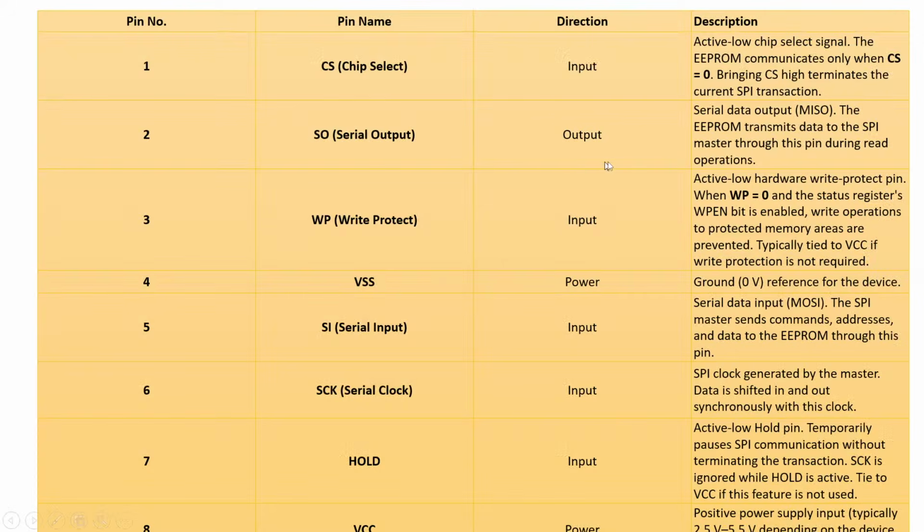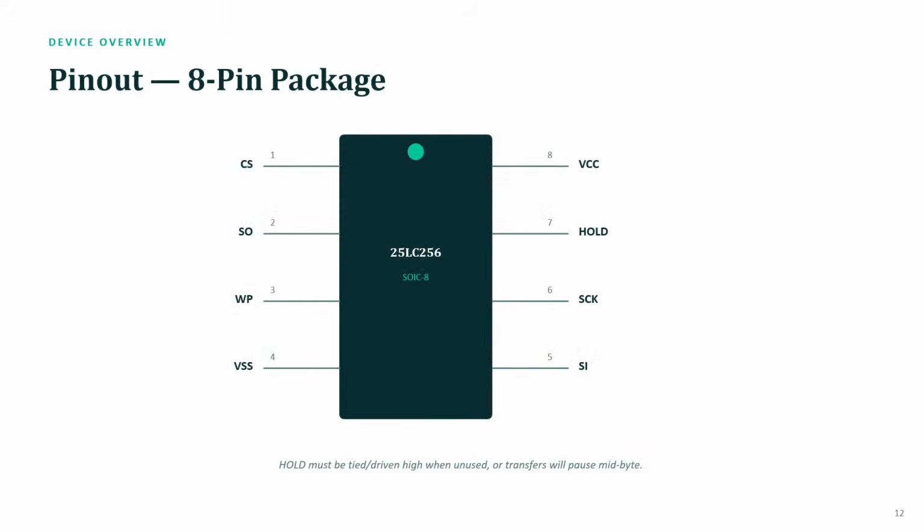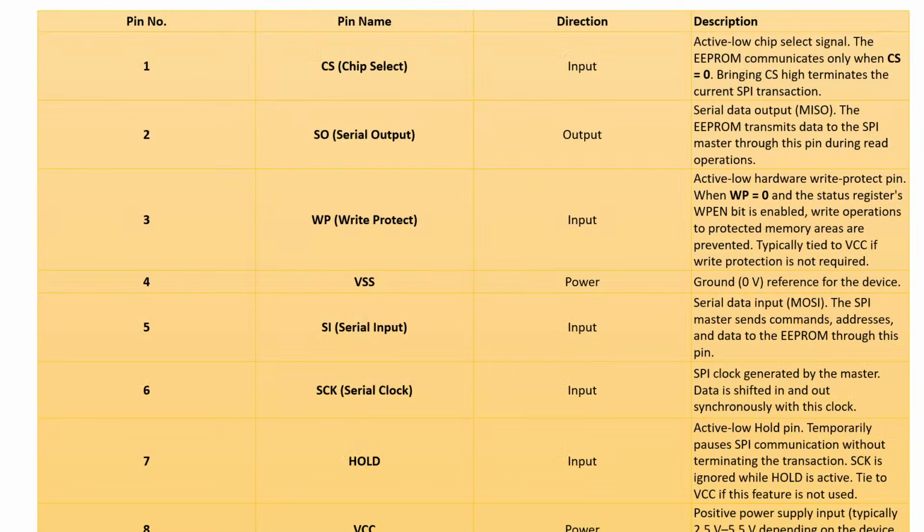And next is serial output. If I want to get any particular data from this memory, I'm going to use something known as SO. SO is kind of the MISO pin. MISO is nothing but master in, slave out. And next is write protect. This is an active low hardware write protection pin, and when WP is equal to 0 and the status register WP is enabled, writes are protected. We will discuss this later, because without discussing registers, I cannot go and discuss write protection.